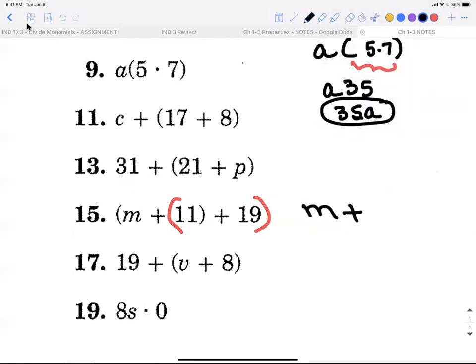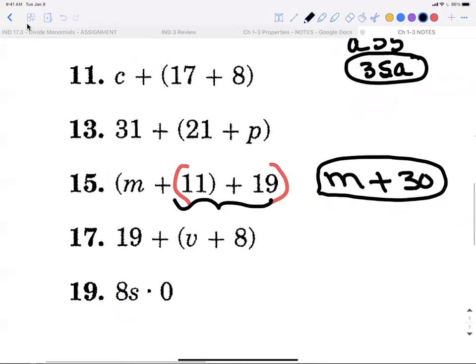And then what's 11 plus 19? Anybody? 30. And that's as simplified as it can get, okay? Because of the associative property, we could regroup it, we could add these two together, and that right here is as simplified as it's going to get. So when there's variables involved, okay, you're not always going to be able to simplify it all the way down.